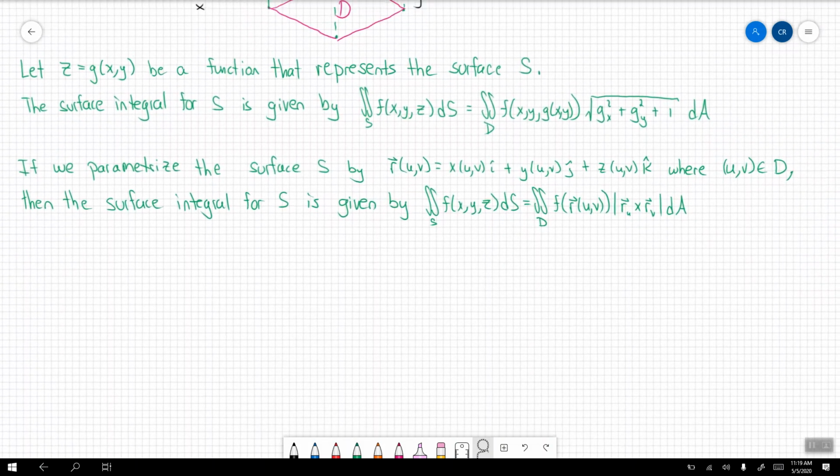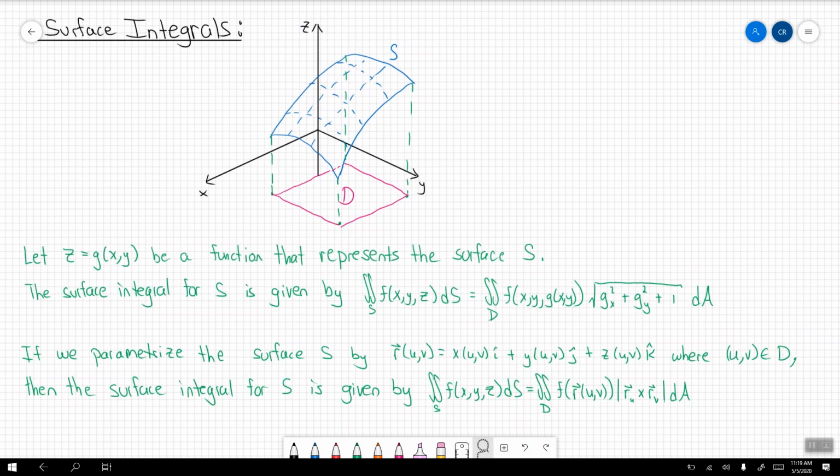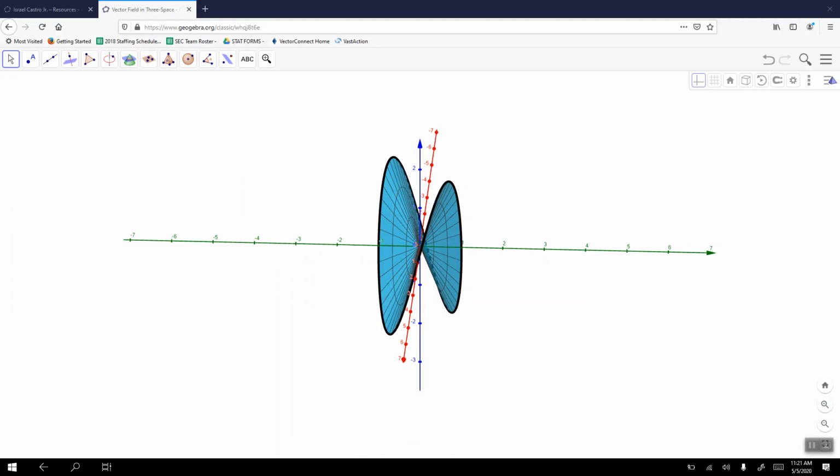Alright, so let me give you a quick analysis of how all of this is going to play out when we're talking about these surface integrals, more of a visual on GeoGebra. Alright, so follow me along to GeoGebra, please. Alright, so here's my example on GeoGebra.